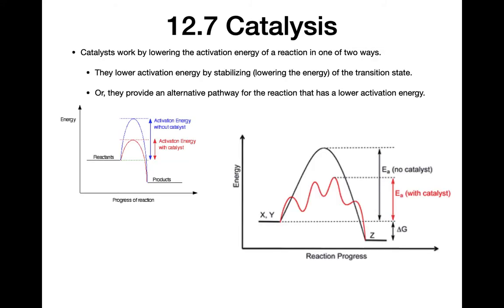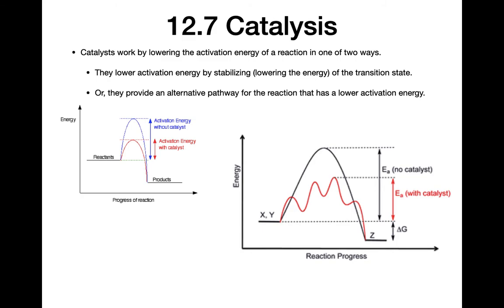Now, catalysts work in one of two ways. They're either going to make your transition state lower in energy, in other words, they're going to stabilize the transition state, which lowers the activation energy, which means more collisions are going to have enough energy to get over the hump, and so the reaction is going to be faster. Or they provide an alternative pathway for the reaction, and the alternative pathway has a lower activation energy.